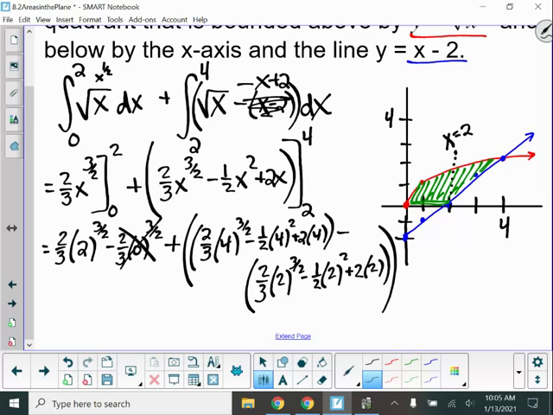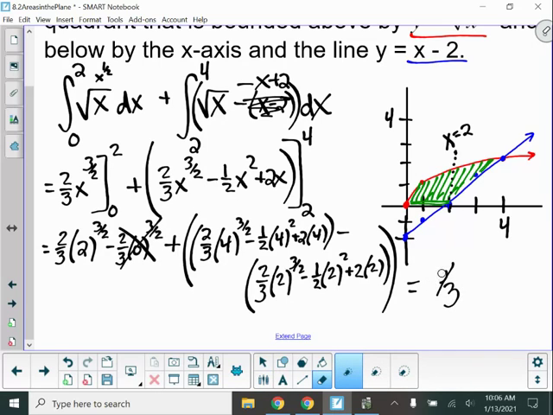When you go through and do all that simplifying, you'll notice that you end up with a 2/3, 2 to the 3/2, and this is actually going to be a minus 2/3, 2 to the 3/2. So the nice thing is that those are going to disappear. You do have this 2/3, 4 to the 3/2, so that one will end up having a fraction in it. But when you go through and simplify all of this, you end up with 10/3.